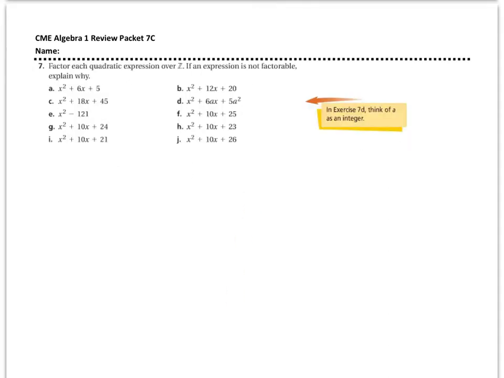Number 7, factor each quadratic expression over Z. That means you can factor it over the integers. If the expression is not factorable, explain why. So here you use the sum-product way. You look for two numbers that add to 6 and multiply to 5. In this case it's 1 and 5, so you put that in parentheses. And that's what you do for A.